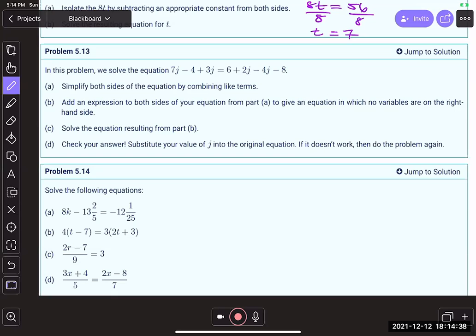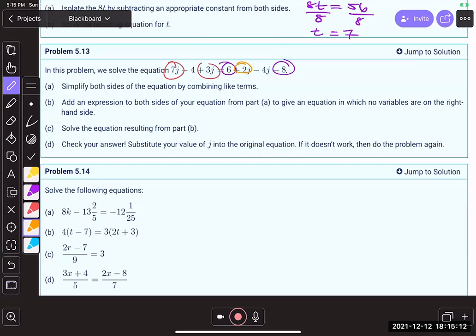That is true. We do want to do that eventually. We do want to get rid of j from one side at some point. But there's something first that might make this easier. Is there anything that you can think of that would make this question a lot simpler than it is right now? There's a lot of things to be looking at. We could add 7j and 3j. And on the other side, we could do 6 minus 8. Okay. And 2j minus 4j.